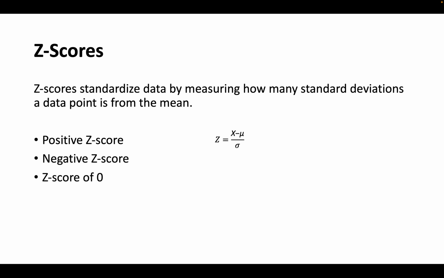And we also have negative z-scores, which indicate the data point is below the mean of the data set. The larger the negative z-score, the further the data point is from the mean in the negative direction. Also, a z-score of 0 means that the data point is exactly at the mean of a data set.